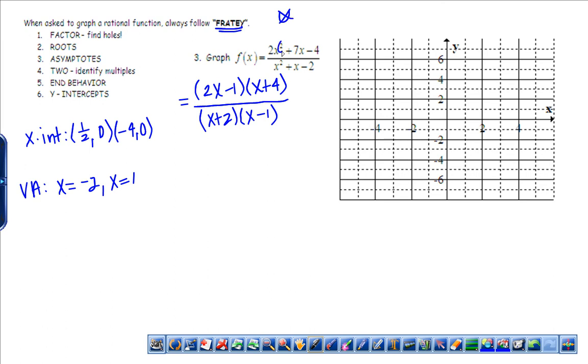Okay. Our horizontal asymptote now with my end behavior as well. I've got a squared here and a squared here, so they're the same. So that means I need to find a ratio, so my ratio would be 2. So y equals 2 would be my horizontal asymptote.